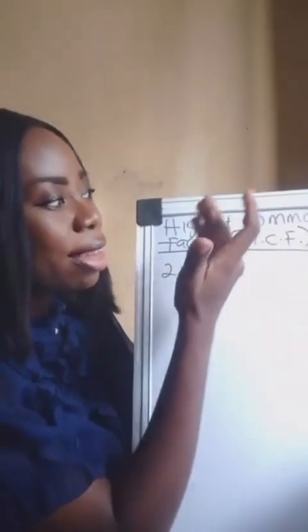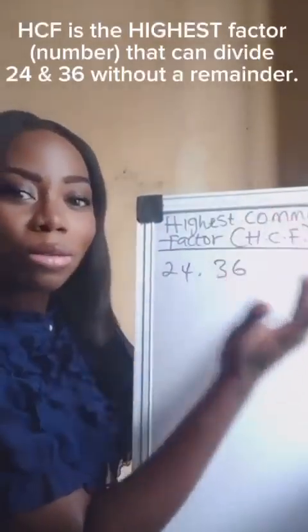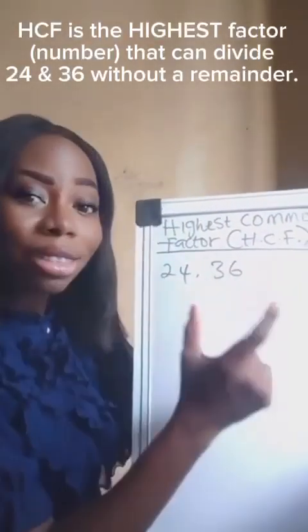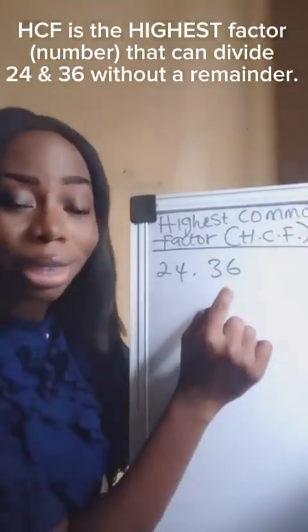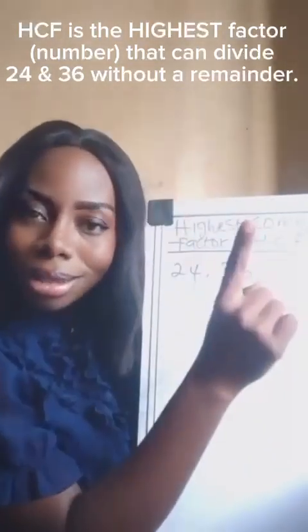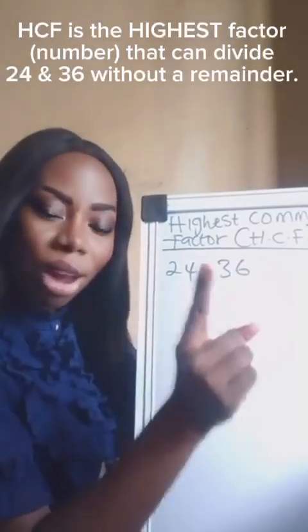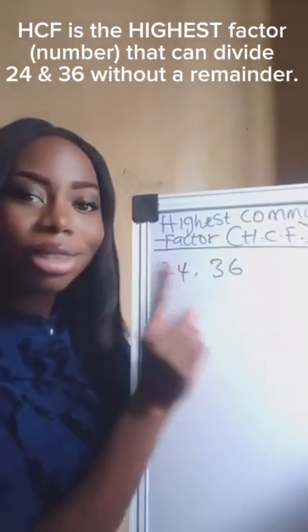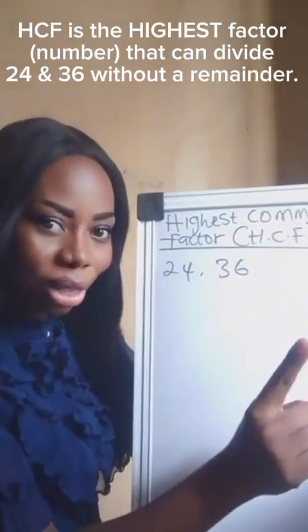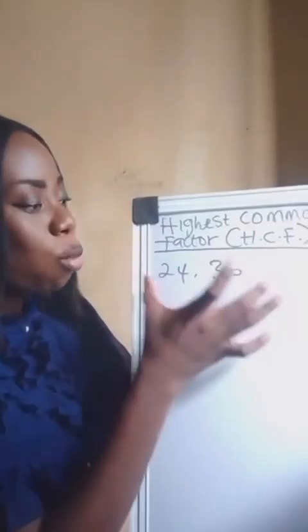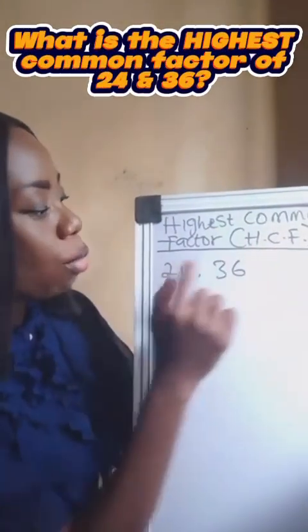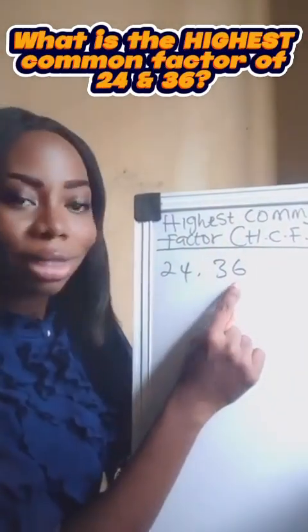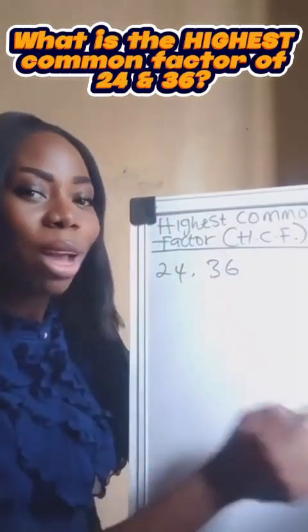Therefore, what is the highest common factor? The highest common factor is the highest of those factors that are common between 24 and 36, the highest factor that can divide 24 and 36 without a remainder. Okay, so let's treat this. What is the highest common factor of 24 and 36?